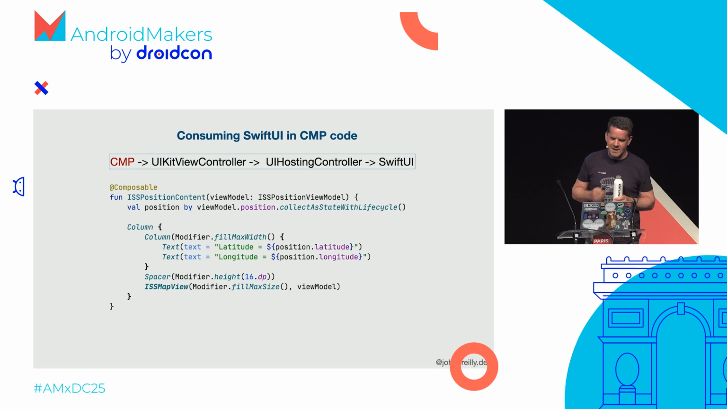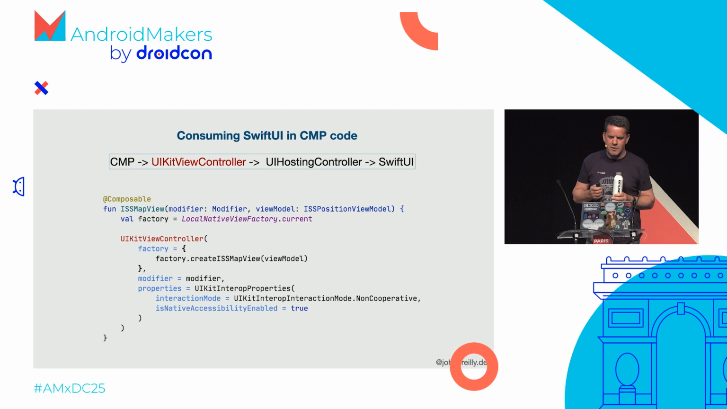OK, now going in the other direction. This is that ISS position content composable. It has some basic UI for showing the position of the International Space Station in Compose text views, and also includes an ISS map view composable, which will ultimately wrap around our SwiftUI map. An ISS map view, in turn, uses UIKit view controller to allow including a UI view controller in Compose code. That's going to delegate to the native view factory to create that UI view controller, which will in turn wrap the SwiftUI map. Note also that the view model we passed down from SwiftUI is being passed back up. It contains the position information which we'll need to show on the map.